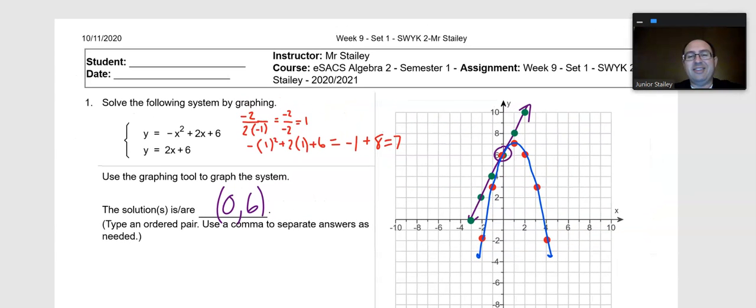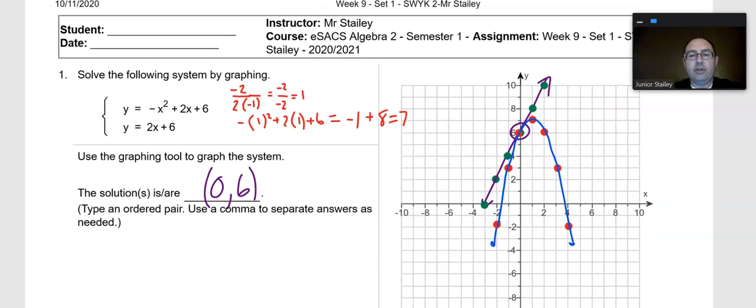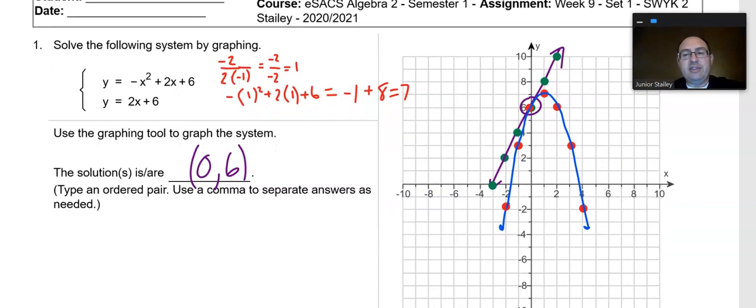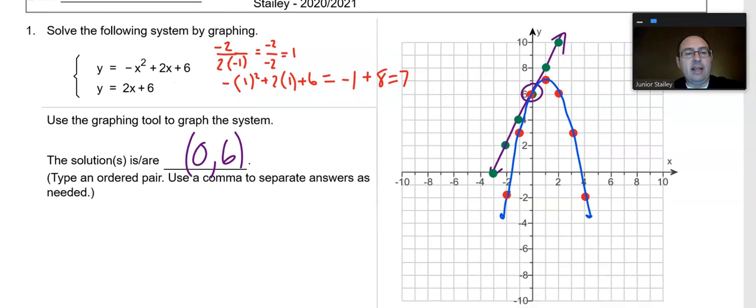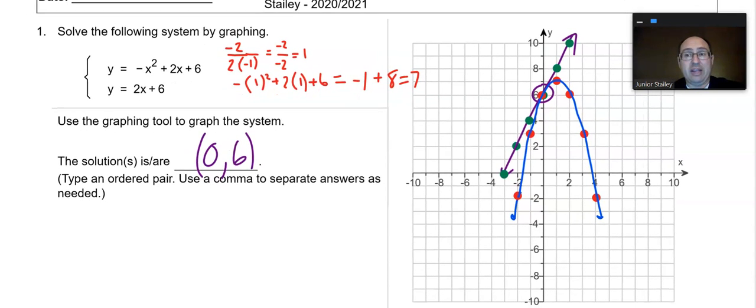And we're talking set 1, or week 9, set 1, SWYK number 2. We can actually solve systems that involve quadratics and linear functions by graphing. So, you know how to graph a quadratic, right? First you got to find the vertex, your little opposite of b over 2a. And when I did that, I got positive 1.